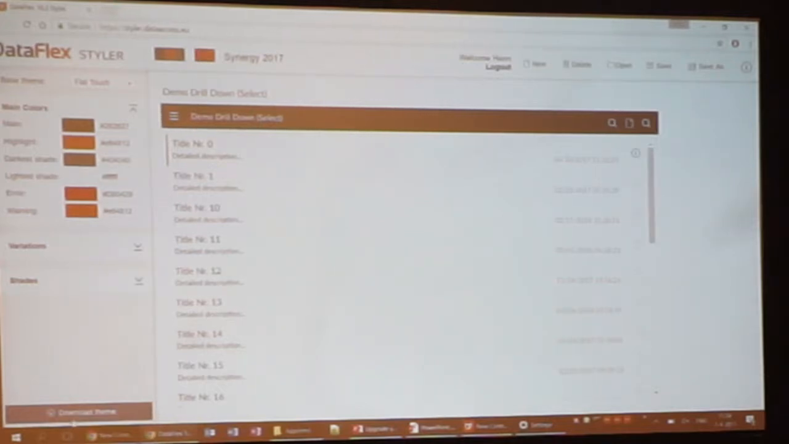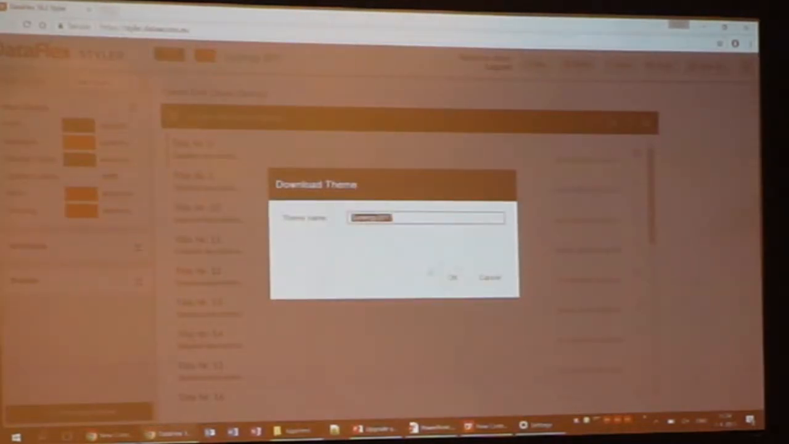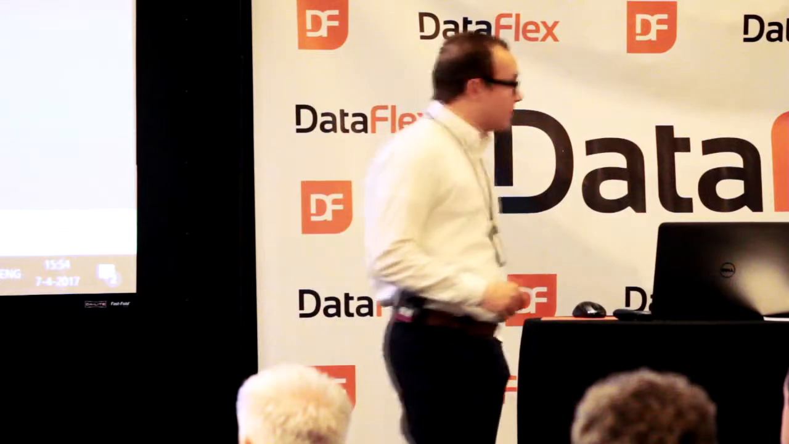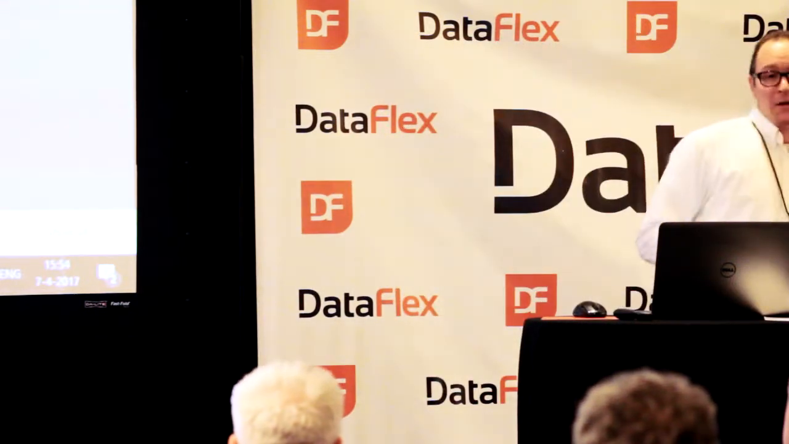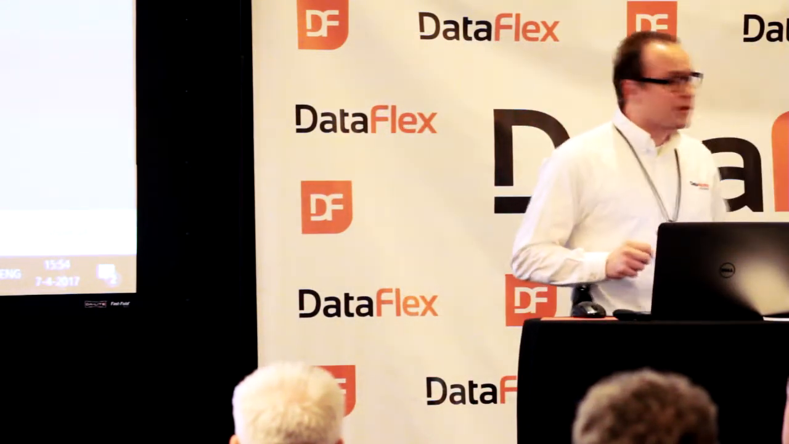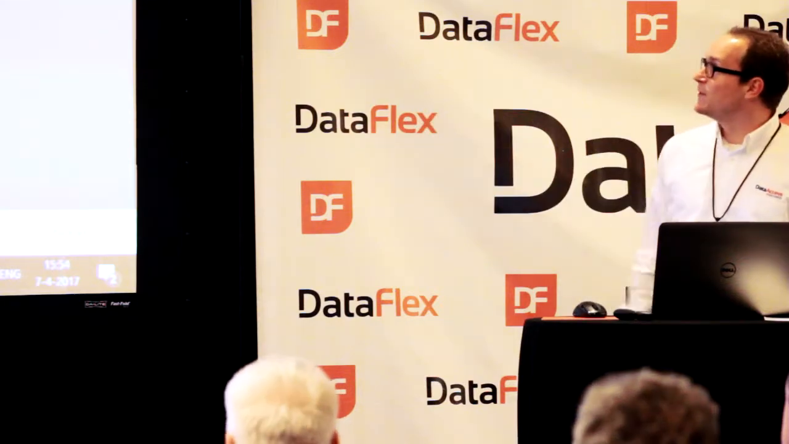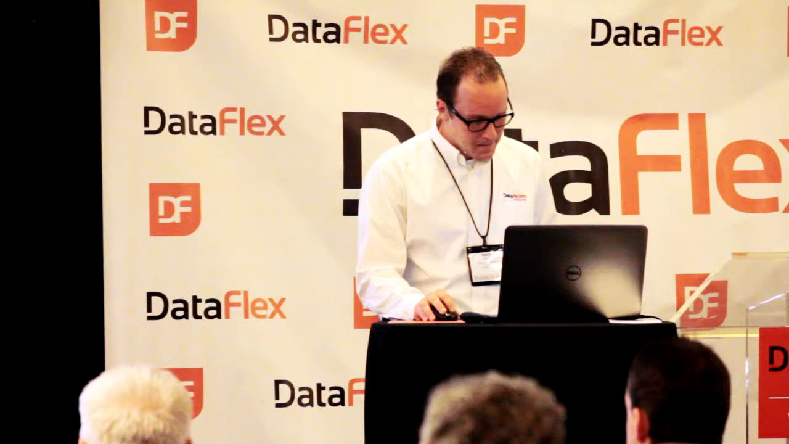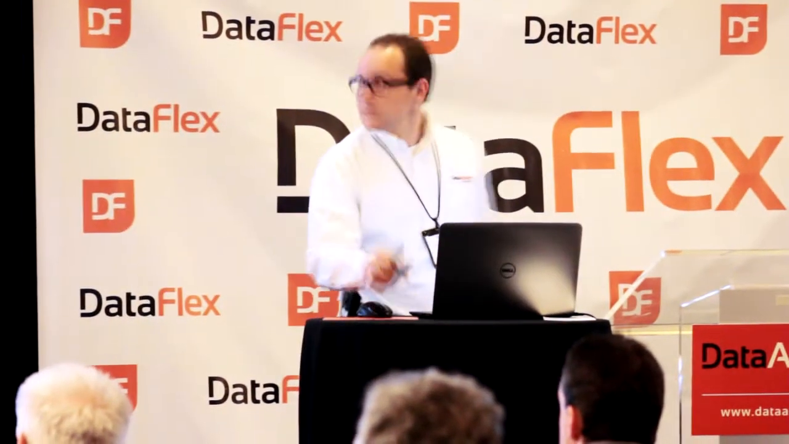And well, the final step is you can download the theme, you give it a name, and it will generate a zip file for you that you can just download, and you extract that into your workspace, and it will just work. I wanted to do a full demo, but then I found that we didn't update this for 19.0 yet, so this is an 18.2 theme, so we'll do that shortly. So that's the styler.